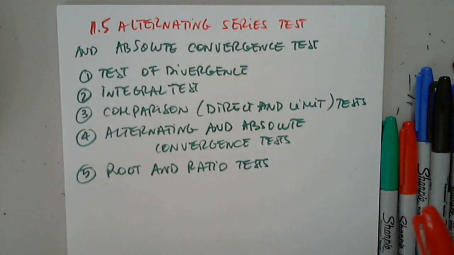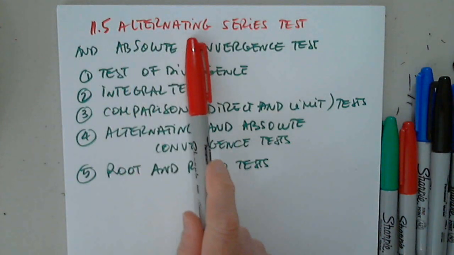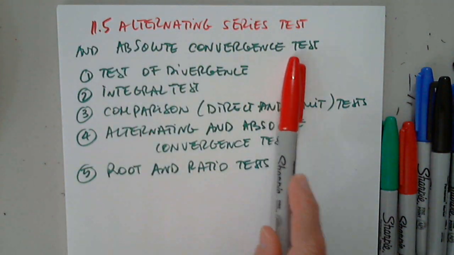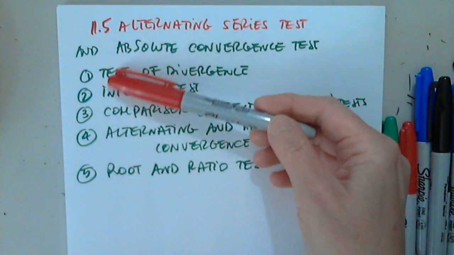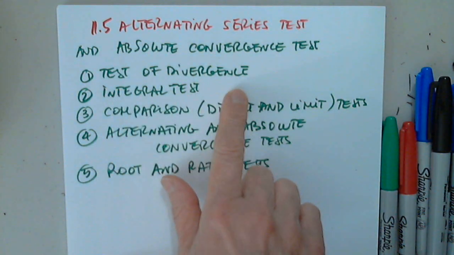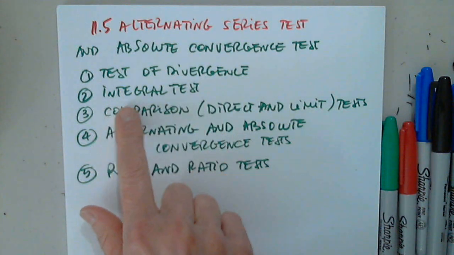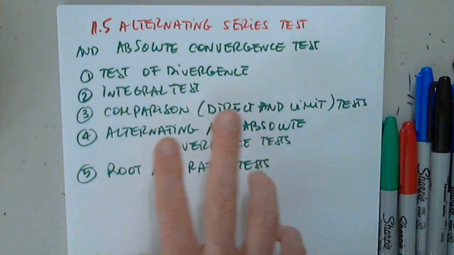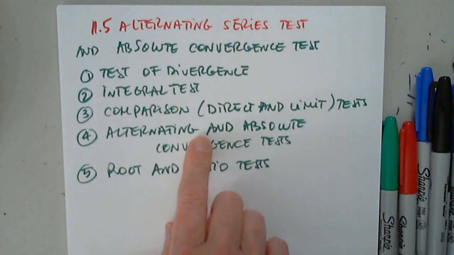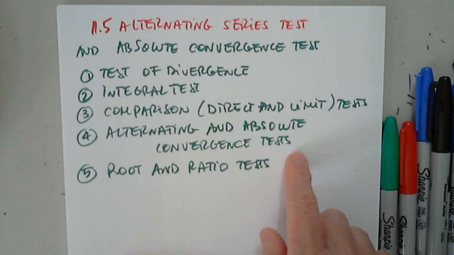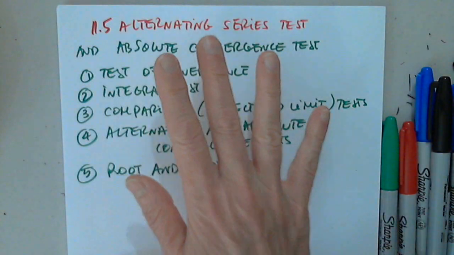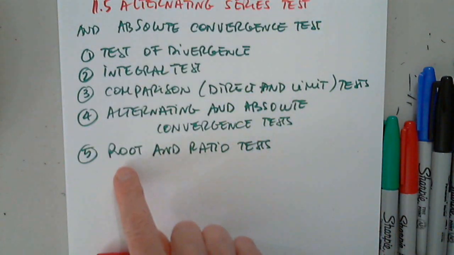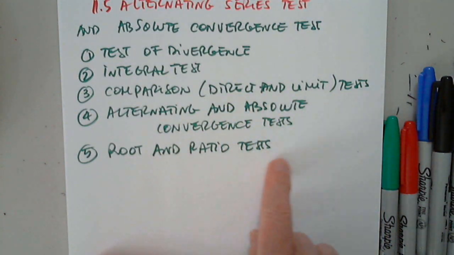Hello again. We're continuing with 11.5, the alternating series and absolute convergence test. Just to recap what we talked about so far: test of divergence, the integral test, the comparison, the two direct and limit tests. Now we're continuing with alternating and absolute convergence. And finally, right after 11.5, we're going to finish up those series tests with the ratio and root tests.